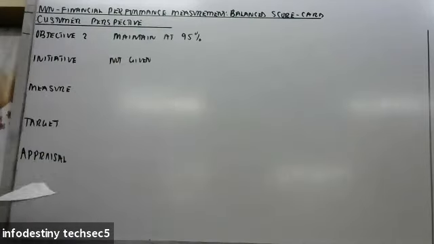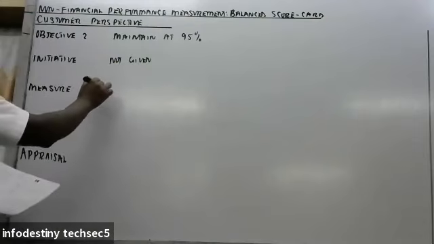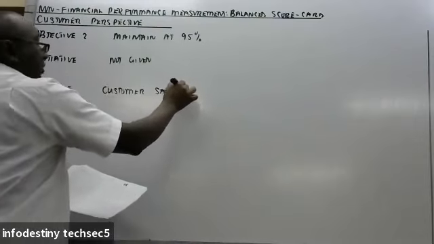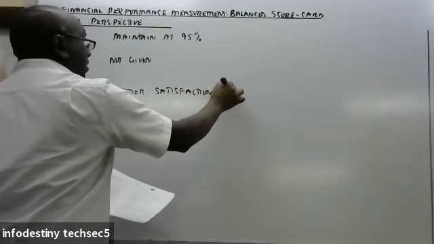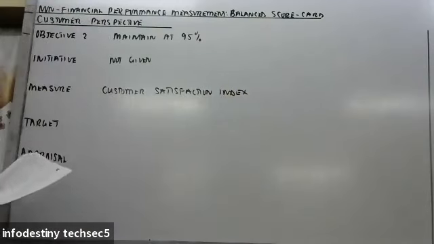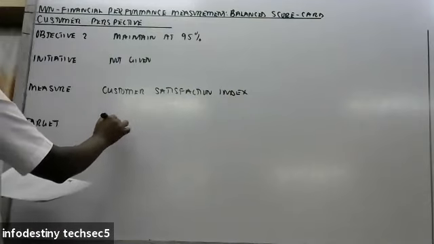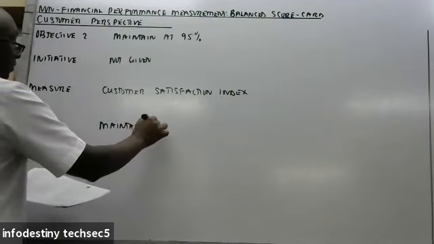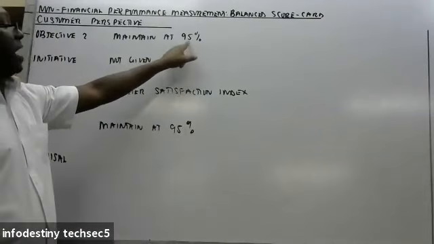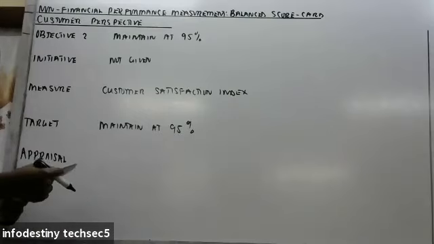But then what we shall check, that is the measure, is the customer satisfaction index. That is what we shall check. And what is the target? Maintain. The target is just like the objective, although in the objective we normally do not state the value. But not much of a harm.